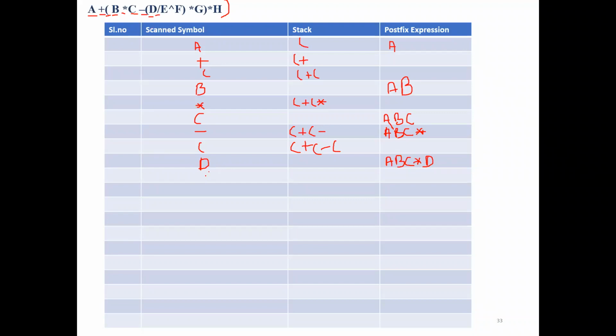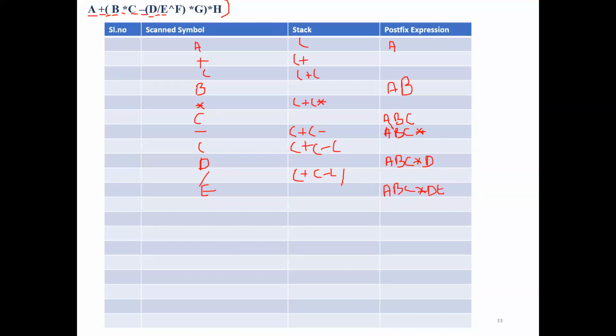And now, what is the next symbol scanned? It is a division operator. So again, we know that on top of the stack, we have a left parenthesis, so we need not see anything. Left parenthesis means we will be just inserting the operator onto the stack. Now, what is the next symbol scanned? It is the operand E. So we will be displaying it, right? A, B, C, asterisk, D, and then comes E, right?